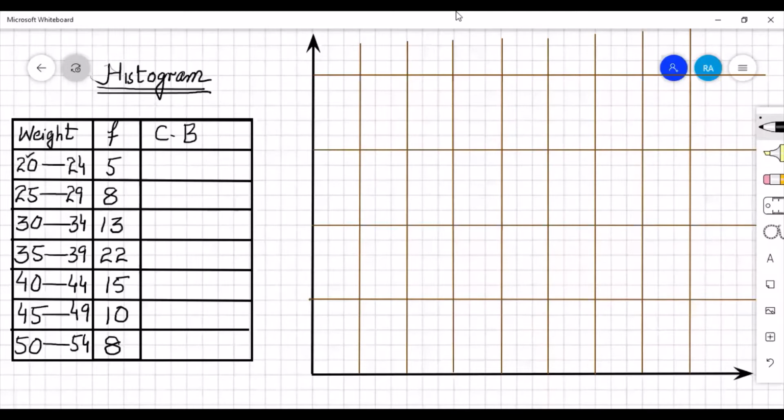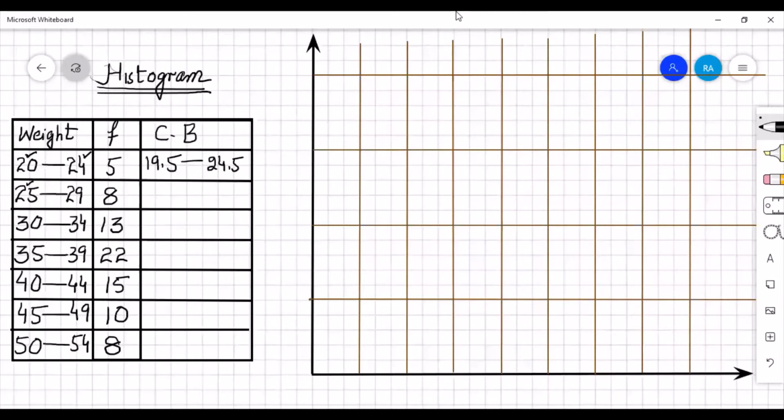For example, here lower class limit is 20. So subtract 0.5, you will have 19.5. And then add to the upper class limit 24 plus 0.5, which is equal to 24.5. In this way, we change all the class limits into class boundaries by subtracting 0.5 from lower class limit and adding 0.5 to upper class limit.